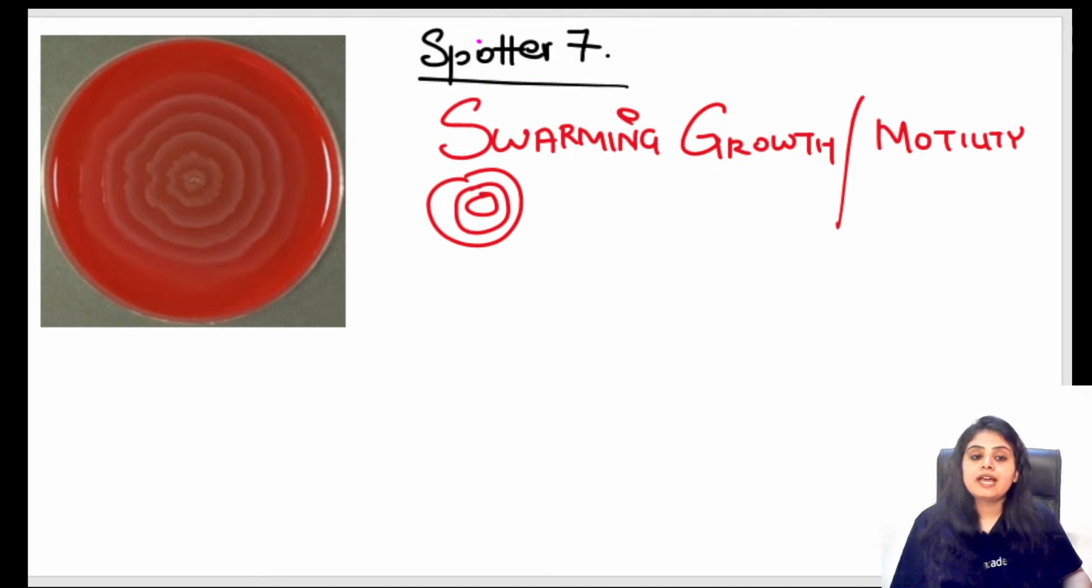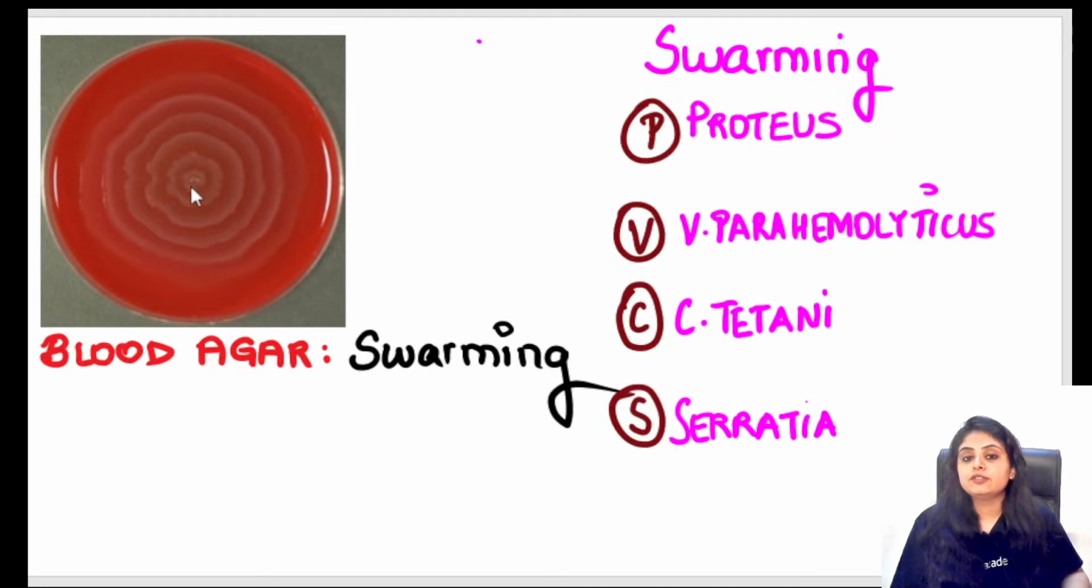What all organisms show us swarming motility? So this is obviously a blood agar, reddish color, and we have to remember the mnemonic PVCs. So Proteus shows us the presence of swarming. Vibrio, not all Vibrio, Vibrio parahemolyticus shows us the presence of swarming. Clostridium tetani and Serratia. Repeating, Proteus, Vibrio parahemolyticus, Clostridium tetani and Serratia.